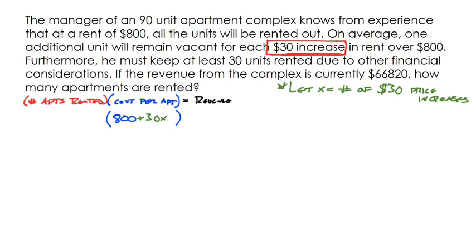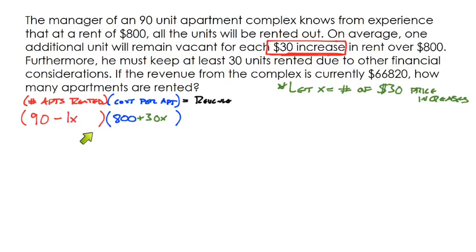Now let's come over to our apartments rented. Normally there are 90 units, but they tell us that on average, one unit will remain vacant for each $30 increase in rent. That means if there are currently 90 units rented, but we hiked the price by $30, we would lose one apartment. If we hiked it by $60, we'd lose 2, so it'd be negative 1 times 2. This is our expression for the number of apartments rented as a function of price increases, and this is our expression for the cost as a function of the number of price increases.